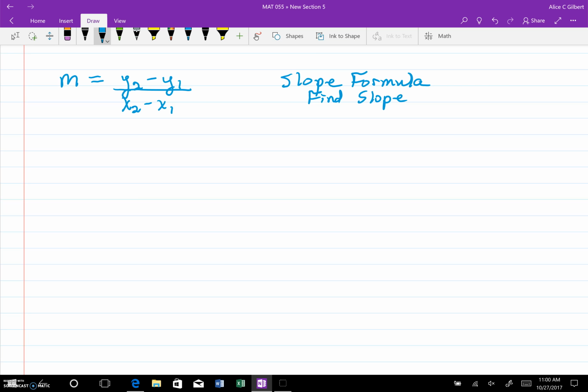In order to use it, we have to have 2 points. That's all we do with this one. We use it to find slope, and we have to have 2 points in order to use it. So again, m is our designation for slope. If you're doing slope and you don't have m equals, then it's meaningless.